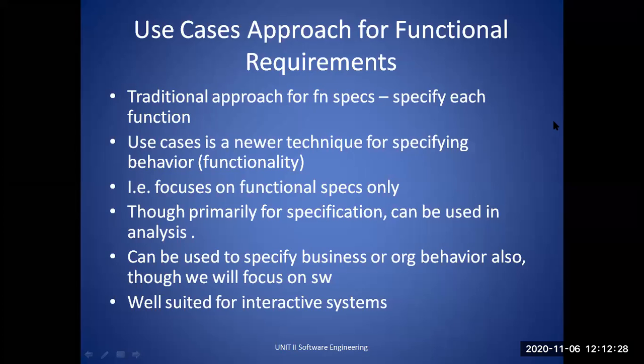And this approach is well suited for interactive systems. Interactive systems means that the user is interacting with some kind of system, and it is responding with some kind of output. Let us say you have a browser. If you are asking some questions to the browser, it will search for you and give you some kind of results. So you are interacting with that system, a search engine.